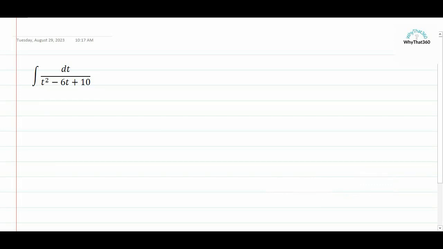Today we have a question about an indefinite integral, which wants us to find the integral of 1 out of t squared minus 6t plus 10 dt. As you can see, the best way to go about this question is to use integration by substitution. But before we do that, let's try to complete the square at the denominator.